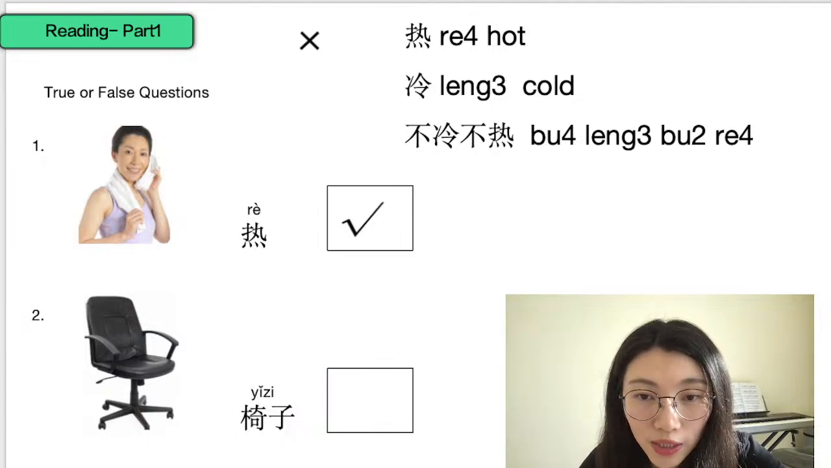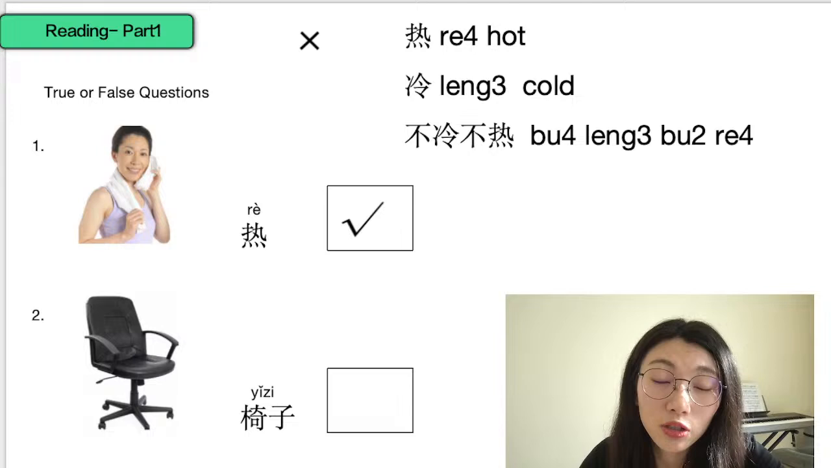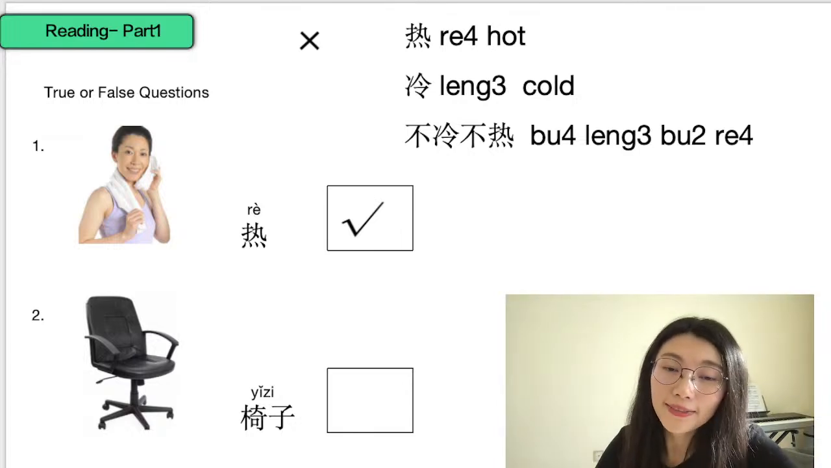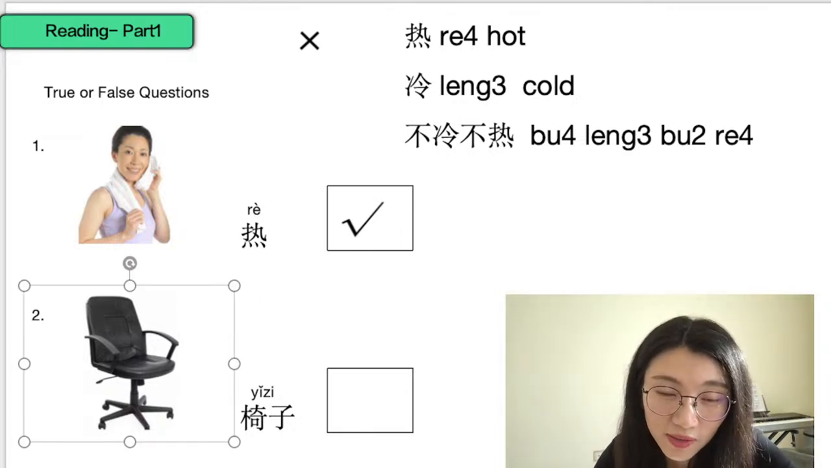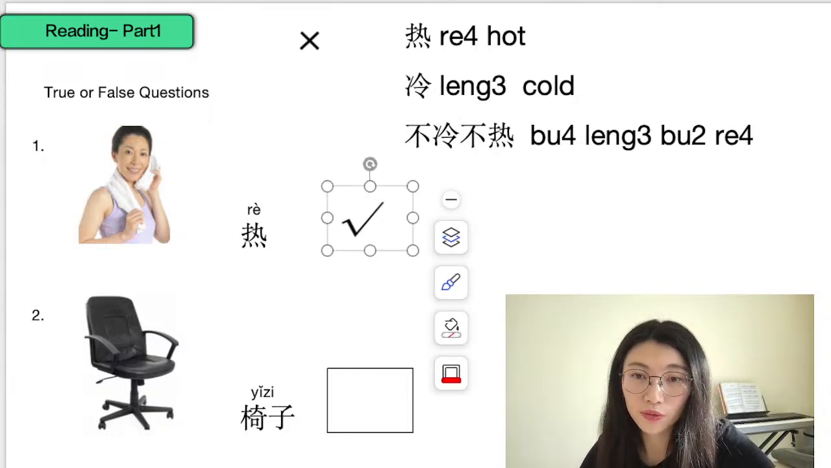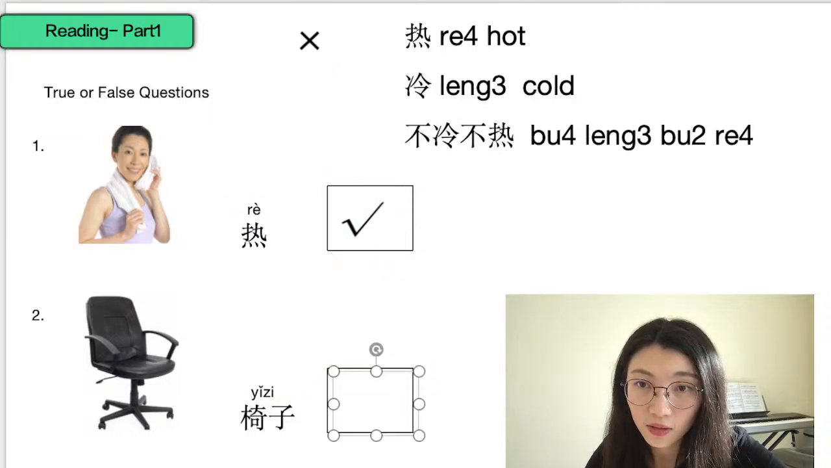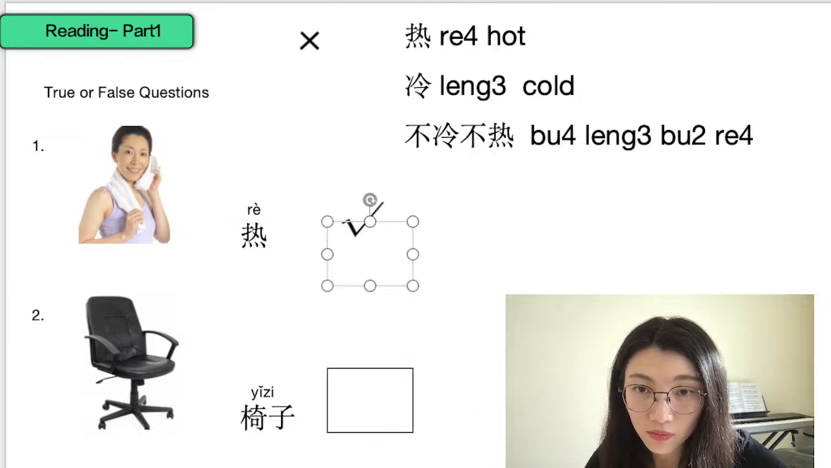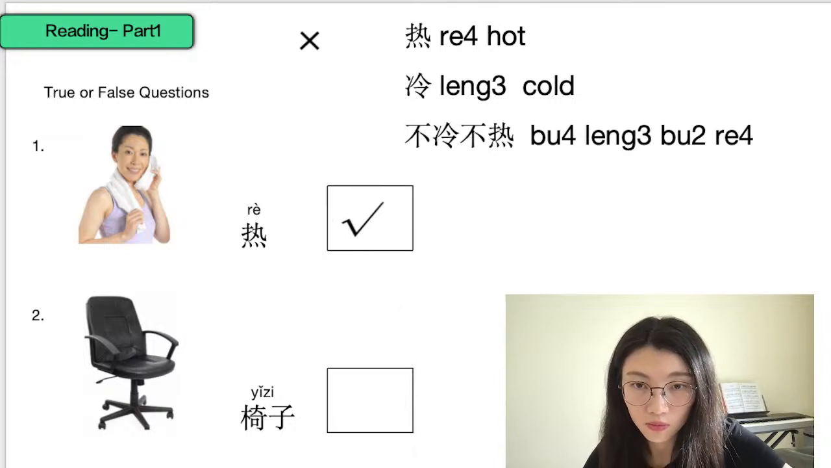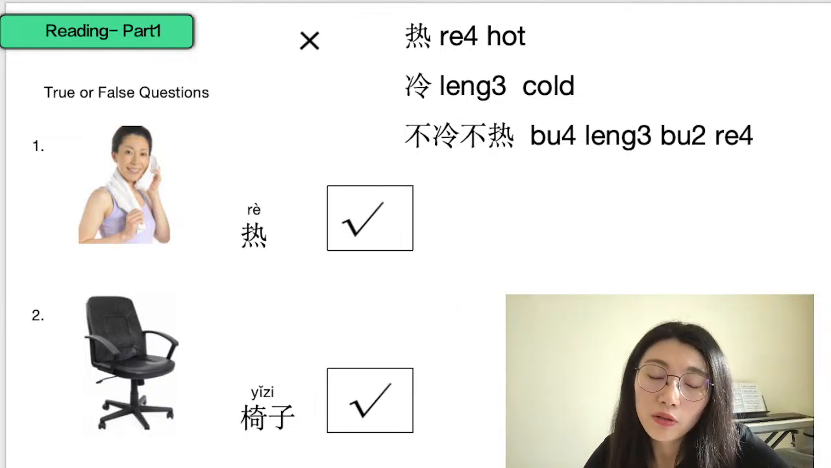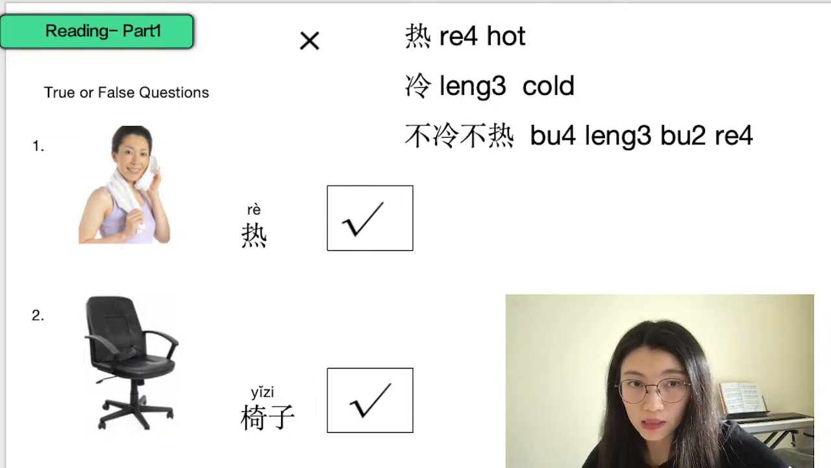Okay, number 2, the word is 椅子. Correct or not? 椅子. It tests whether you know the thing or not. If you know it, then you can do it correctly and directly. 好, number 2, we need to say it's correct. Number 2 is correct. Same. This one is 椅子. So, except 椅子, what else do you know? 椅子 means chair.